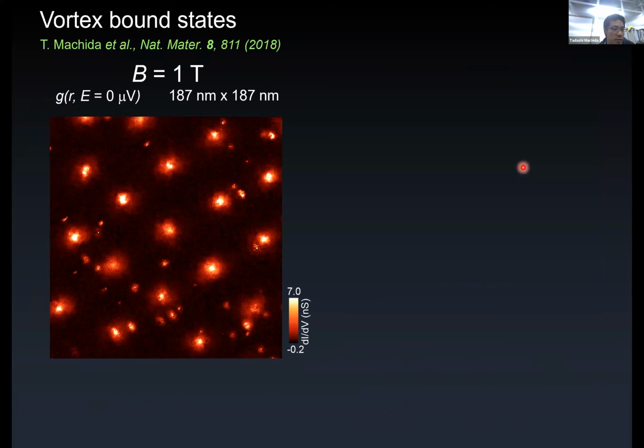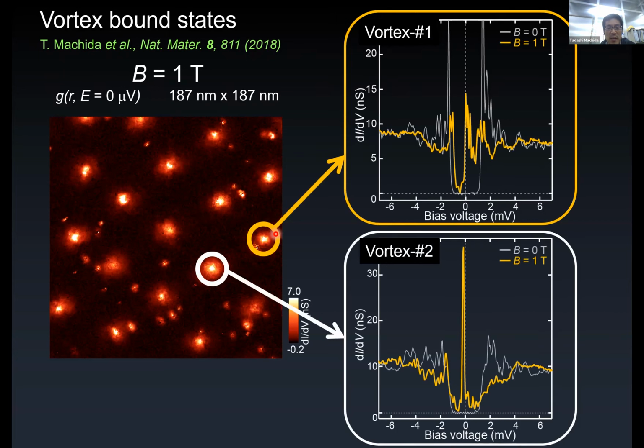So next, let me show you our experimental results under the magnetic field. Now, here is a typical zero-bias conductance map taken at 1 Tesla. On exactly the same field of view as those in the images shown before, we can see a total of 18 vortices in this field of view as bright spots. For example, here and here and here. And then, first of all, we focus on these two vortices and the tunneling spectra shown here.